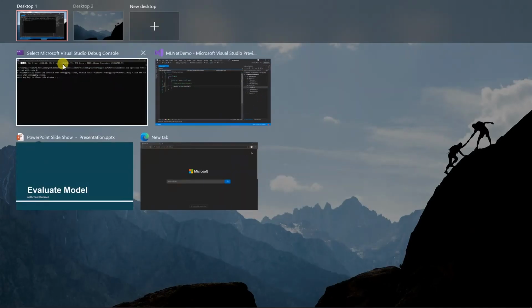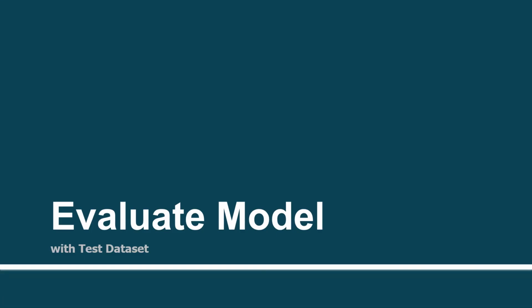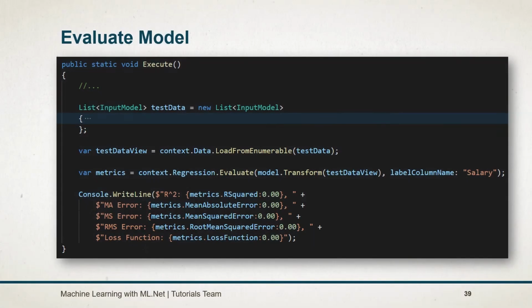Let's see what we have learned in this session. In this session, we have used an additional dataset for evaluation. Like the training dataset, we loaded it from the enumerable. To evaluate the model, we need to call the Evaluate method of the trainer. Within that, we need to pass the transformed dataset and the model that we are going to evaluate.